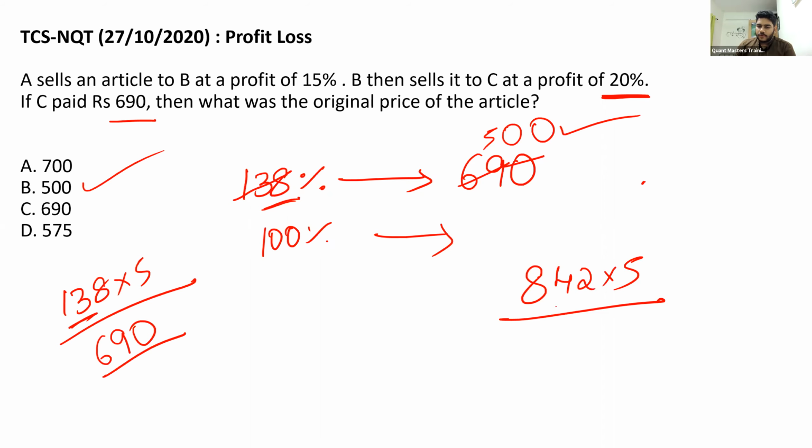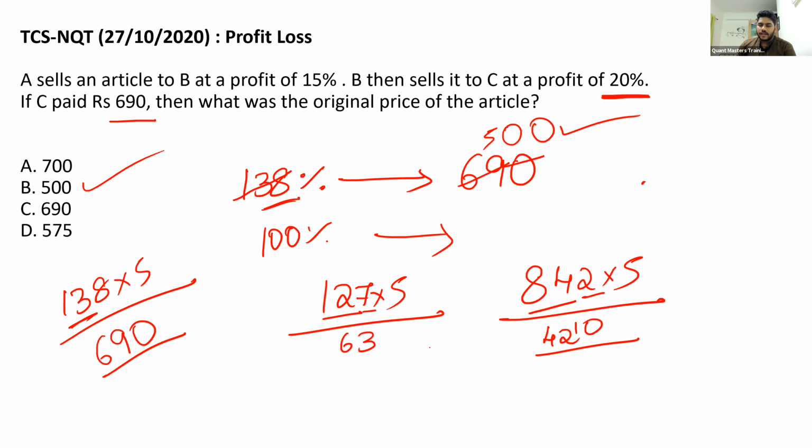What is half of 842? Half of 84 is 42. Half of 2 is 1 followed by 0. Answer is 4210. If I ask you, what is 127 into 5? Half of 12 is 6. Half of 7 is 3.5. So answer is 635. If I know this technique, I am saving 5 seconds here.